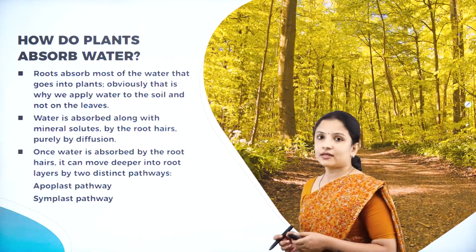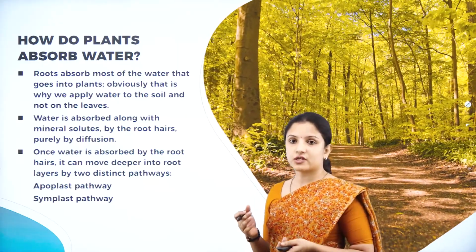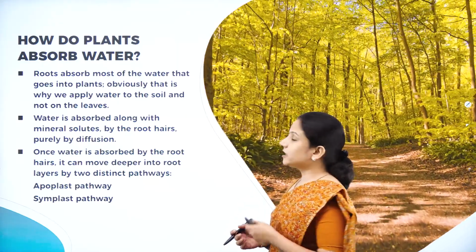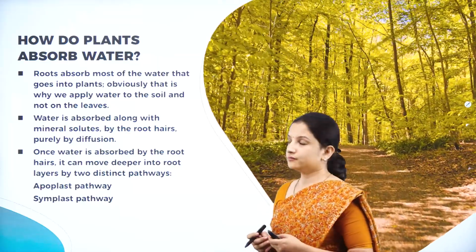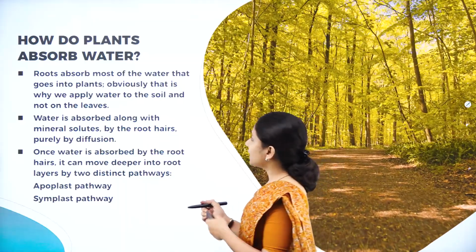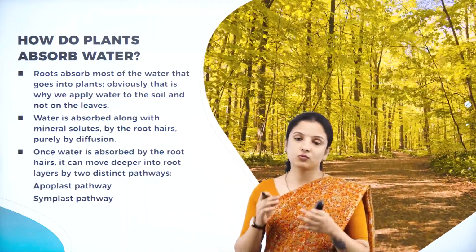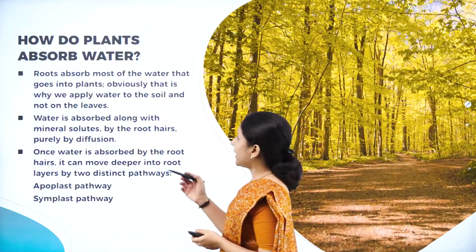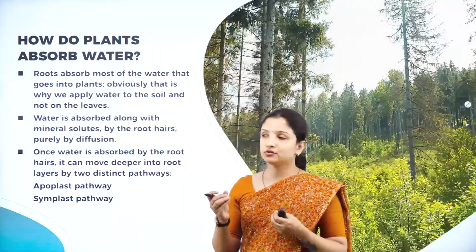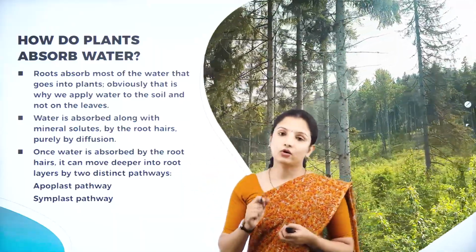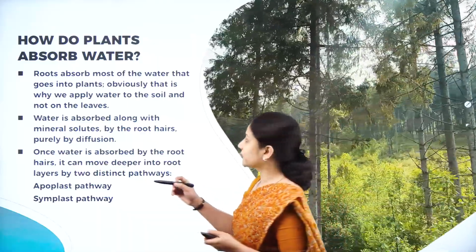So to understand the translocation or the movement of substances to different regions of the plant body, we need to know how exactly the plant absorbs water. So here the roots absorb most of the water, and it is from the roots the water goes into the plants, and therefore it is important for us to water the roots and not the leaves. Why? Because it will not be the leaves that will absorb the water.